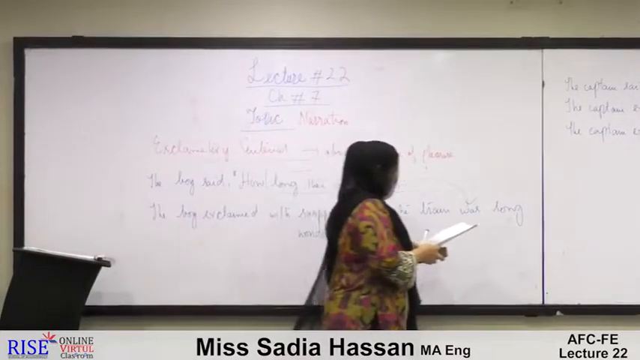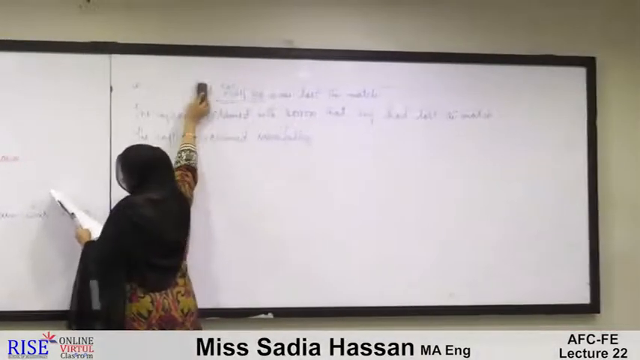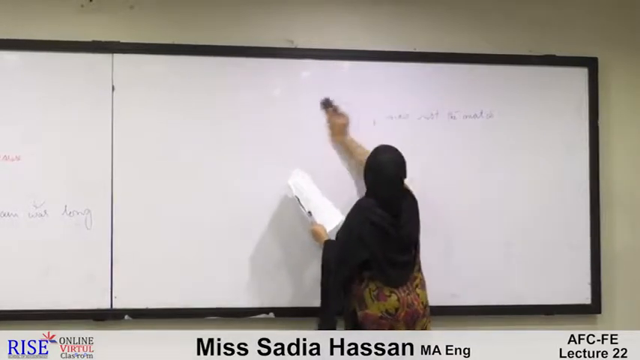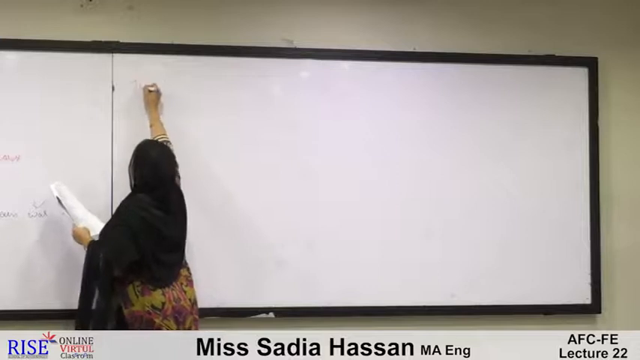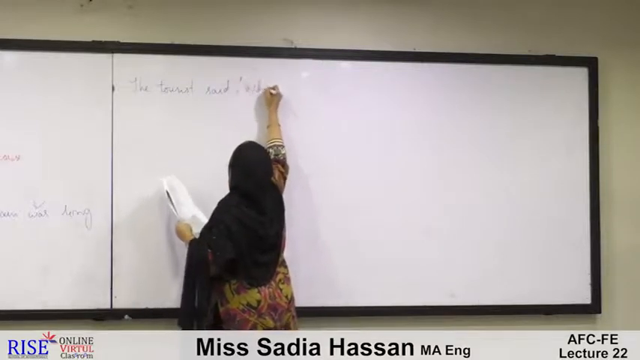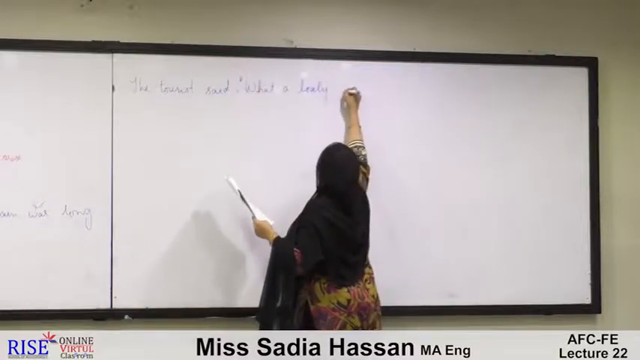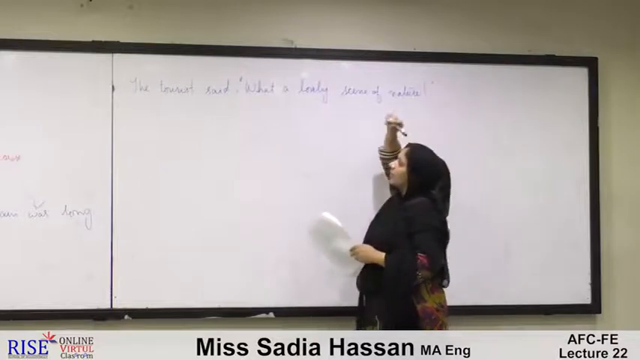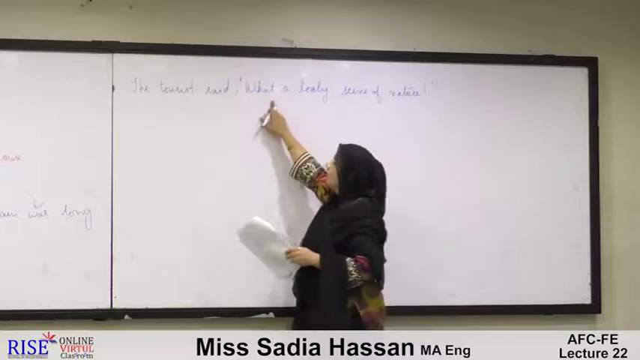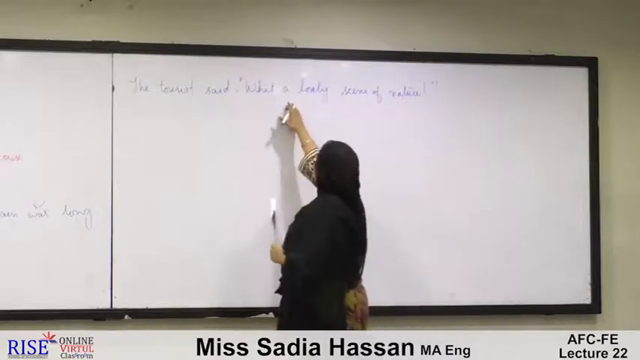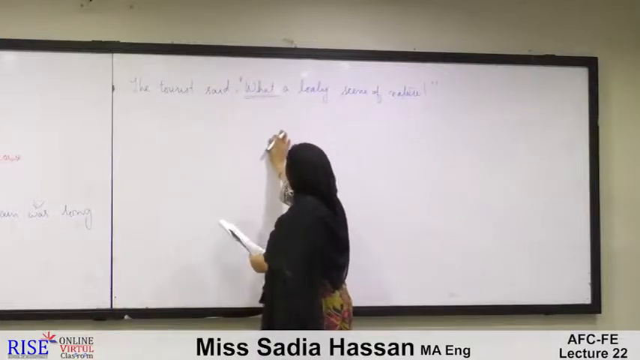For example, the tourist said, "What a lovely scene of nature." Again here the exclamatory sentence is with the use of what. No interjection has been used. Now I am going to see which emotion this what is projecting. See, this is actually the projection of pleasure as well as wonder.